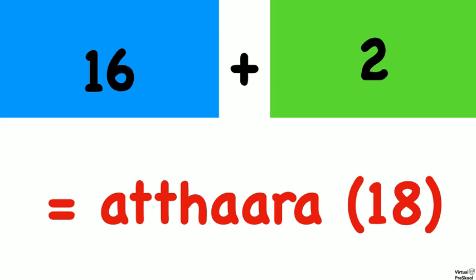18, right? And how do we say 18 in Hindi? If you don't remember, count it out, starting from 1. 1, 2, 3, 4, 5, 6, 7, 8, 9, 10, 11, 12, 13, 14, 15, 16, 17, 18. 18 is 18 in Hindi.